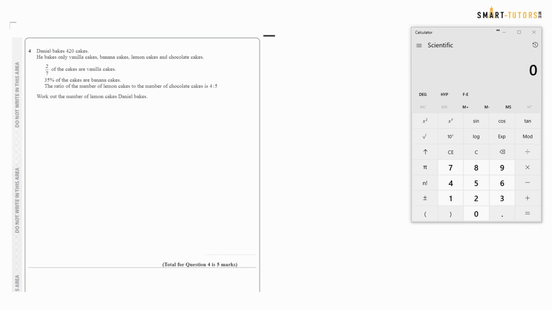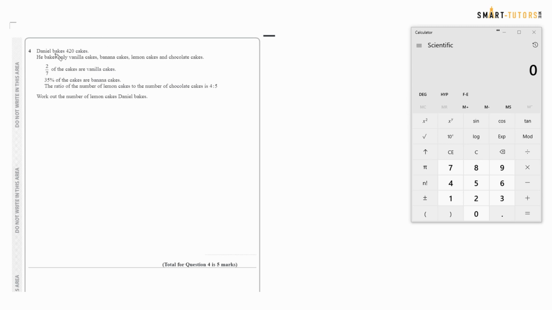Question number 4. Daniel bakes 420 cakes. He bakes only vanilla cakes, banana cakes, lemon cakes and chocolate cakes. 2/7 of the cakes are vanilla cakes. 35% of the cakes are banana cakes. The ratio of the number of lemon cakes to the number of chocolate cakes is 4:5. Work out the number of lemon cakes Daniel bakes.